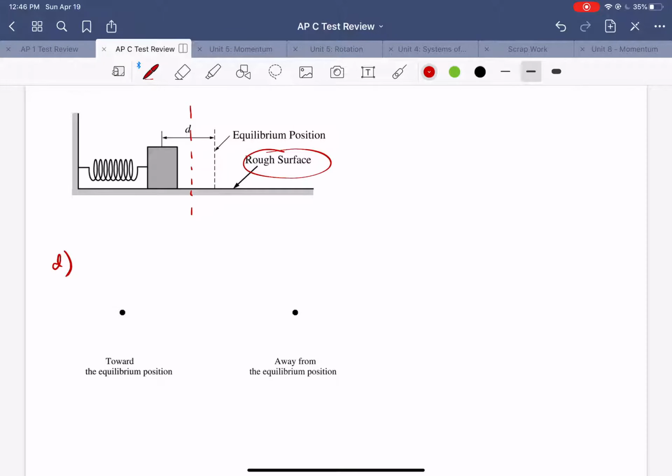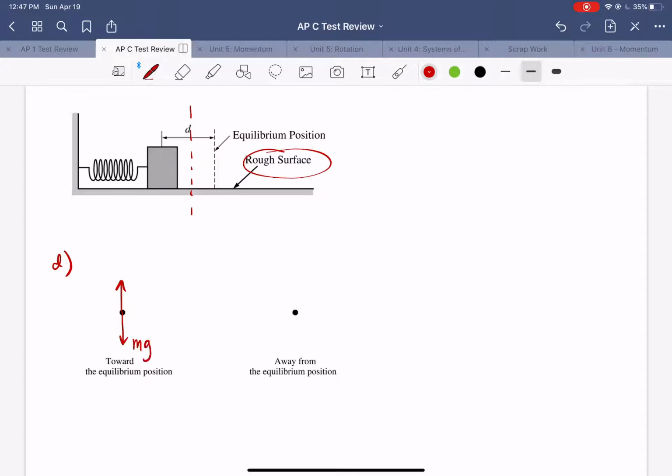The spring is compressed at distance d over 2. So the block is going to be to the left of equilibrium, but it's going to be moving to the right in the first case and then to the left in the second case. So what would these free body diagrams look like?